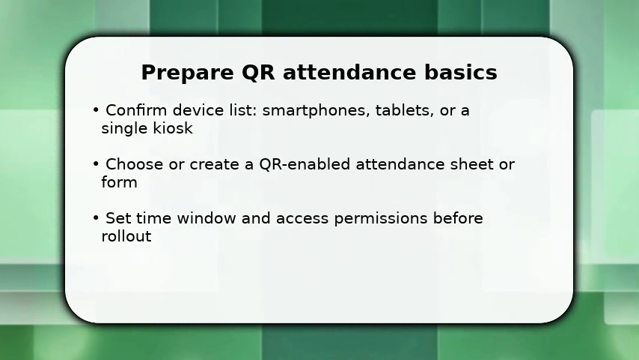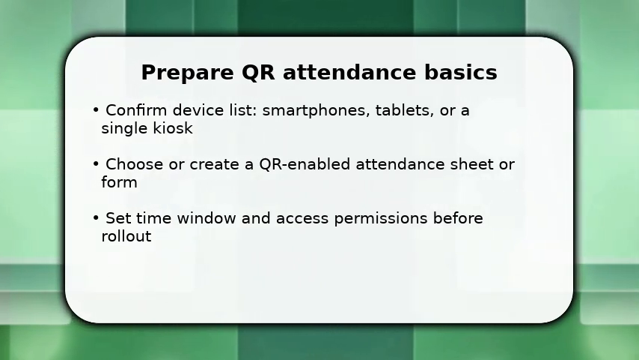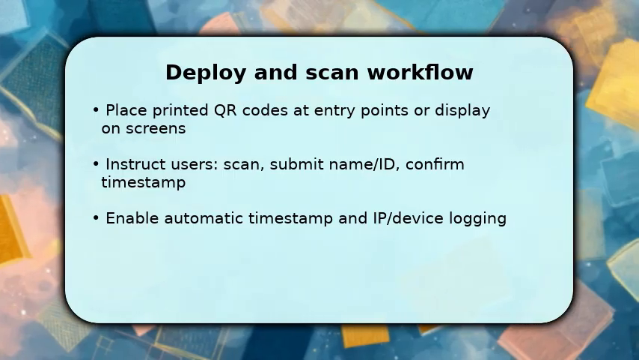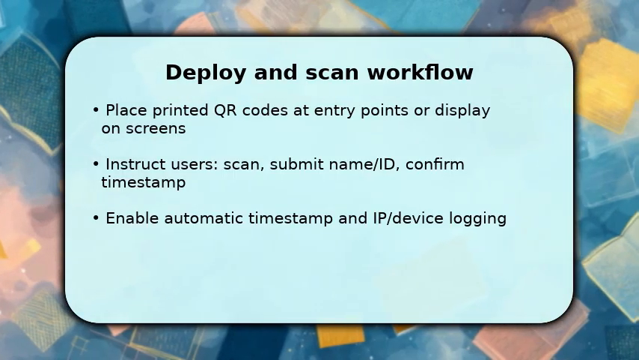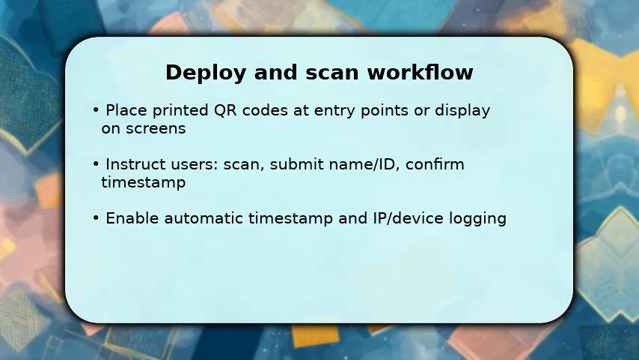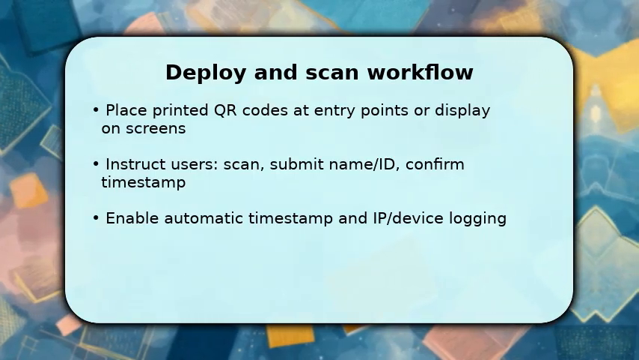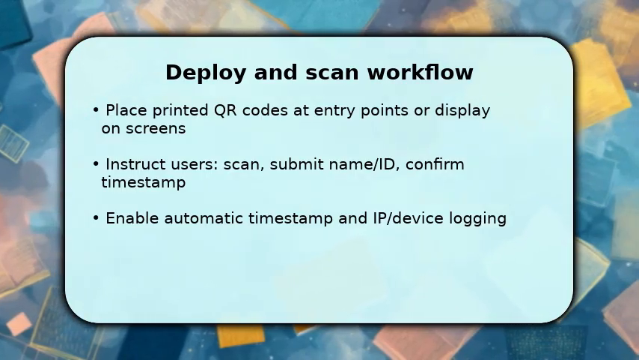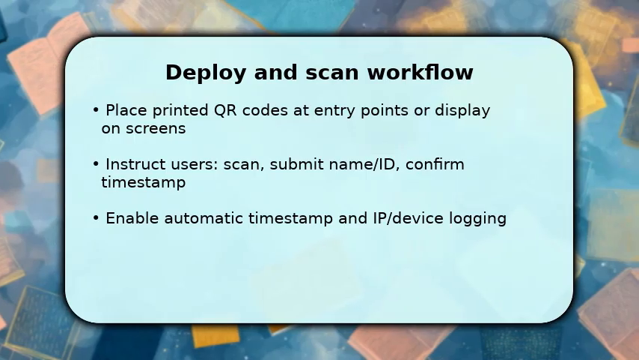You now deploy the QR code where attendees will see it. Invite each person to scan, fill the brief form, and submit. Encourage quick inputs like name and student or employee ID. Once submissions begin, monitor live responses in the form's spreadsheet or dashboard so you can spot duplicates or missing entries.